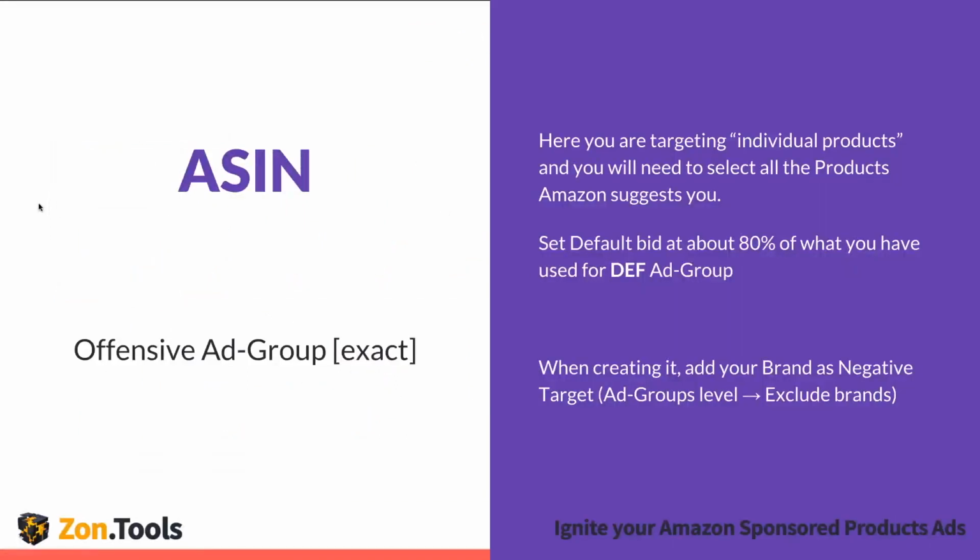Now, I explained what the def ad group is. Now we're gonna move to the ASIN ad group. The ASIN ad group is an offensive ad group, and it's very similar to an exact match campaign. Also here we are targeting individual products, and you will have to select all the suggested products that Amazon offers you. As a bid, I will advise you to use about 80% of the bid that you're using at the defensive ad group level.